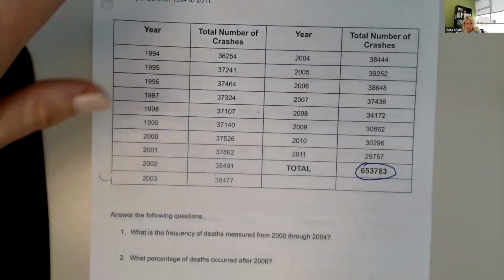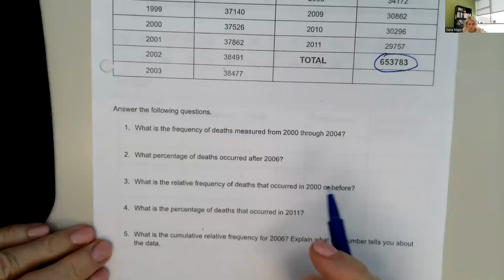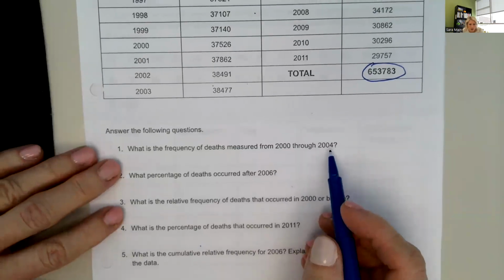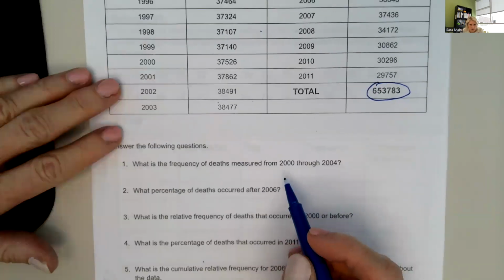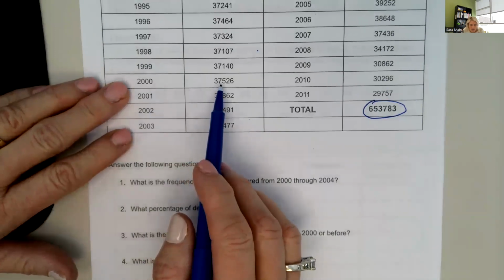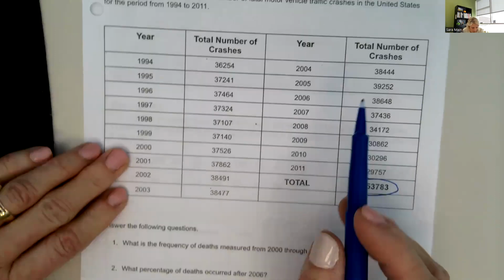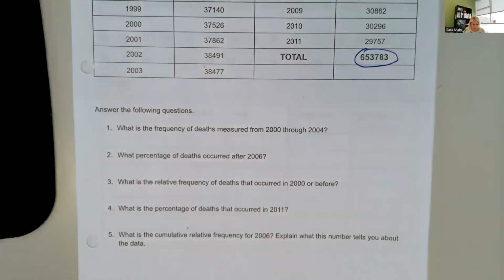So let's look at the question. Number 1 says, what is the frequency of deaths measured from 2000 through 2004? So if we add 2000 to 2004, that would be starting at 37,526 all the way through the very first row in the next column. And that comes out to be 190,800.